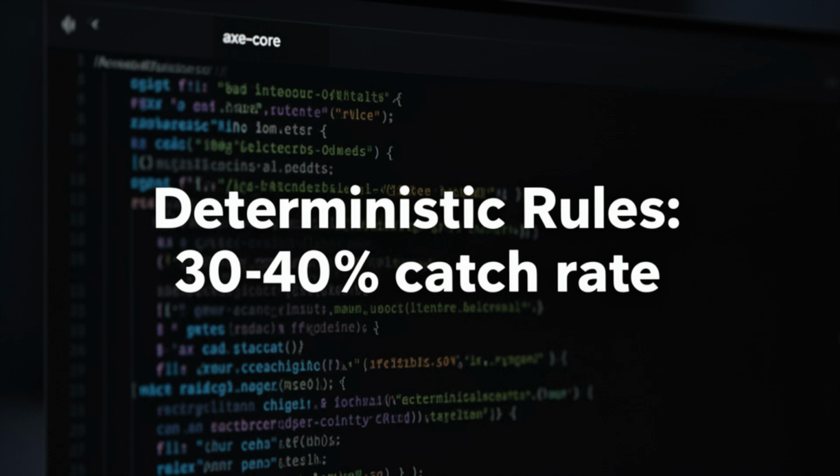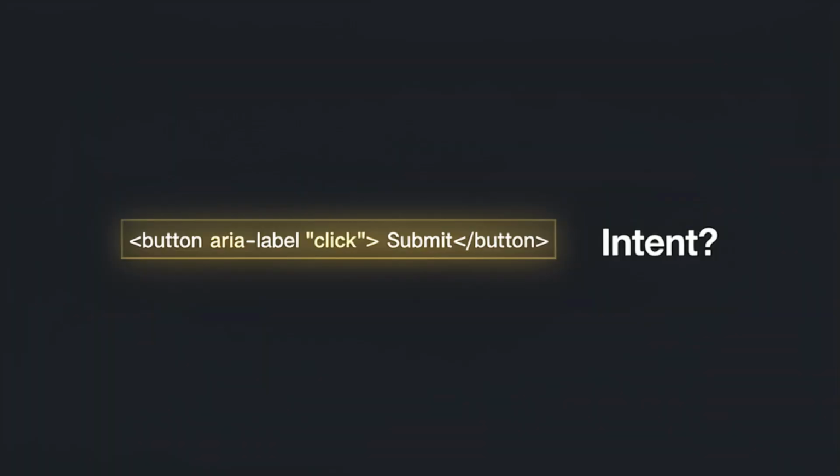ACT score is good, but it only catches about 30 to 40%. The remaining 60 to 70% requires something rule engines fundamentally cannot provide: contextual reasoning. Is this button labeled correctly? Is the focus trap broken? These questions require reasoning about intent.